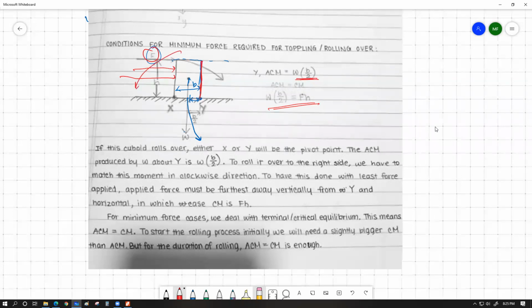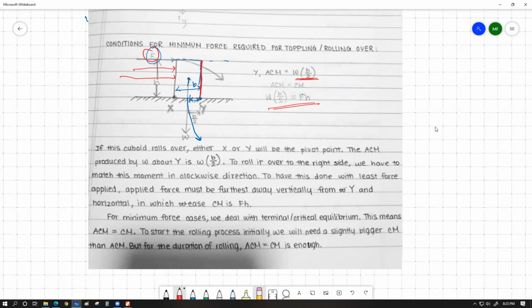এটাও পসিবল ছিল, বাট ওটা আমরা এখানে আলাপ করি নাই। That's why x or y both are considered to be pivot points. The ACM produced by W about y is W into B by 2. To roll it over to the right side, we have to match this moment in the clockwise direction. To have this done with least force, the applied force must be furthest away vertically from y and horizontal, in which case CM or clockwise moment is FH.